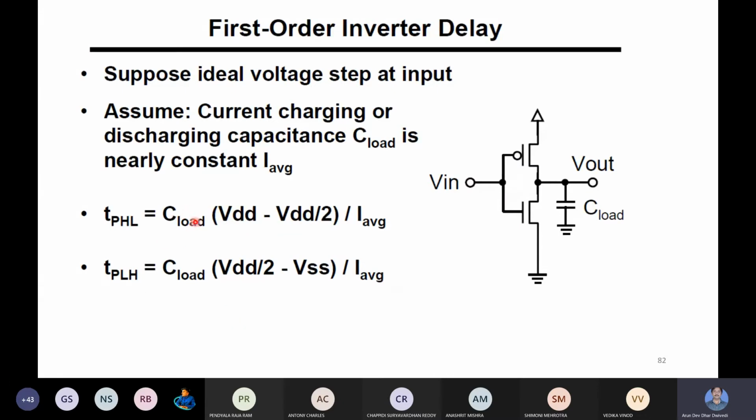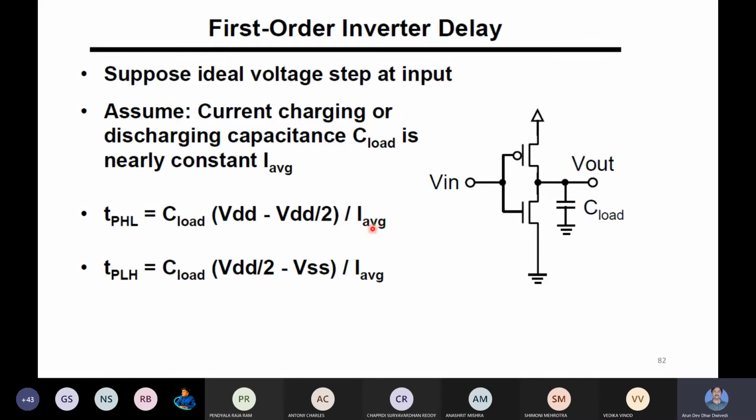TPHL: C load times VDD minus VDD by 2, divided by I average. I average is calculated at 2 points, meaning the sum of the current when the output was at VOH and the current when the output is at V50%, added together and divided by 2. This will give you I average.